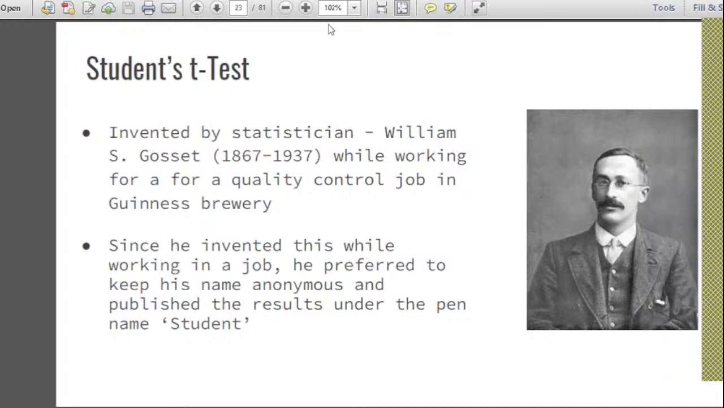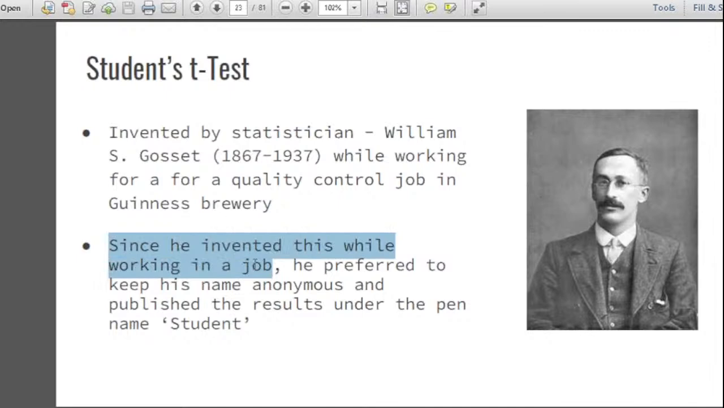Okay. Now, students. T-test is also known as Student's t-test. It was invented by a very famous statistician, William Gossett, William S. Gossett, while working in a quality control job at a Guinness brewery, right? Guinness is a very famous brewery, I think in the UK or Europe, I'm forgetting. Since he invented this while working in a job, he preferred to keep his name anonymous and publish the results under the pen name Student. So that's why it's called Student's t-test.